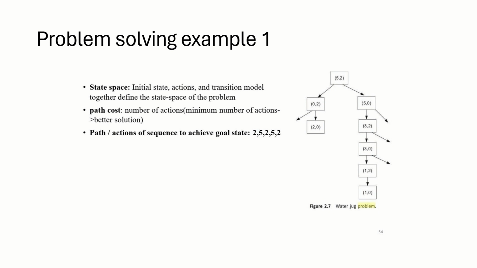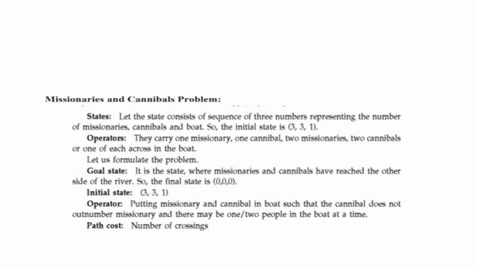So now we are moving to the next example for problem solving in AI. As we all know, the Missionaries and Cannibals problem is a classic example of problem solving in AI. Now let us look into the states. Let the state consist of a sequence of 3 numbers representing the number of missionaries, cannibals and the boat. So the initial state has 3 cannibals, 3 missionaries and exactly 1 boat.